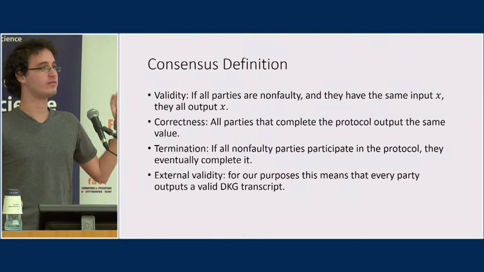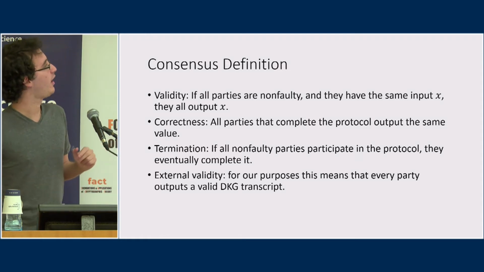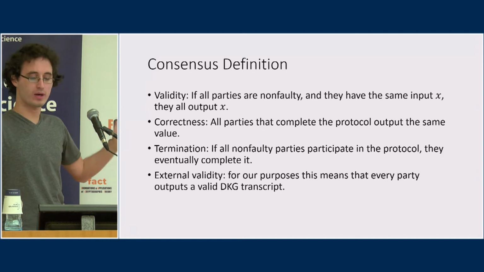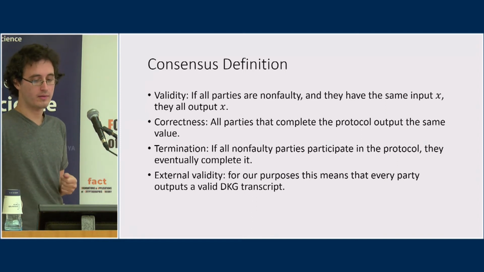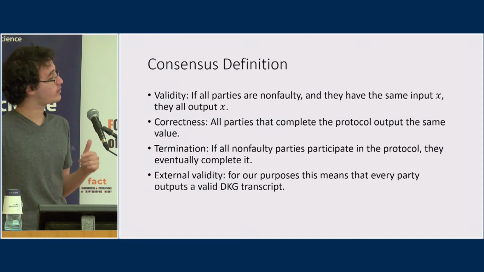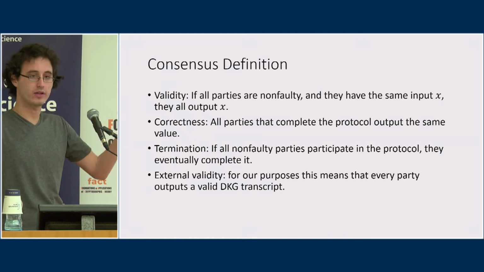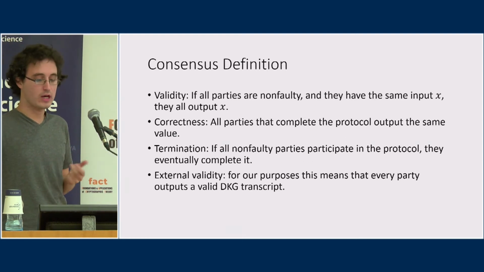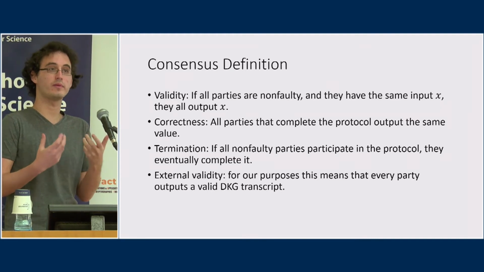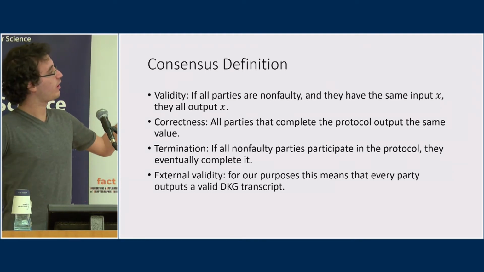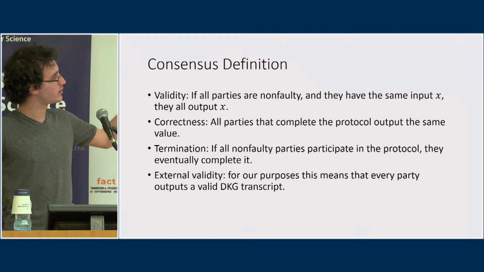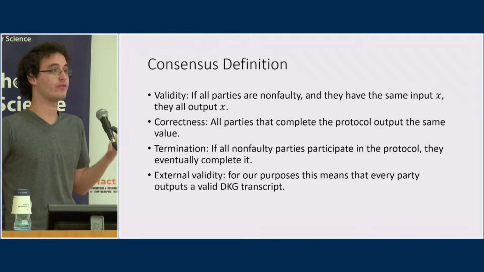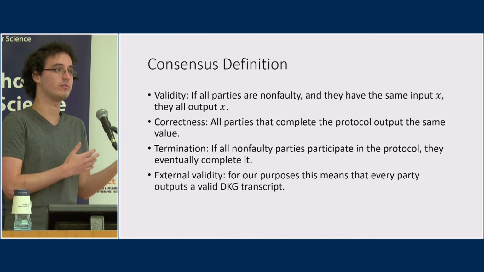So for those of you that don't remember exactly what we mean by consensus, a consensus protocol, usually we think of it as having three properties. The first one is validity. If all parties are non-faulty and they have the same input, they output that value, x. The second one is correctness. All parties that complete the protocol output the same value. That's essentially the agreement part of consensus. And the final one, which isn't necessarily trivial in an asynchronous system, is termination. If everybody participates in the protocol, they eventually complete it.